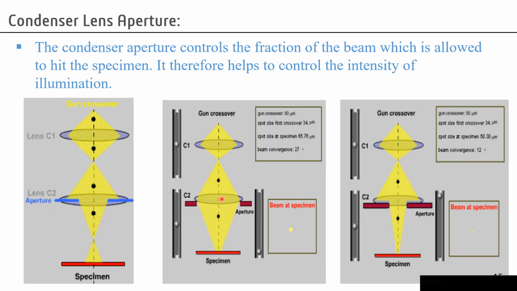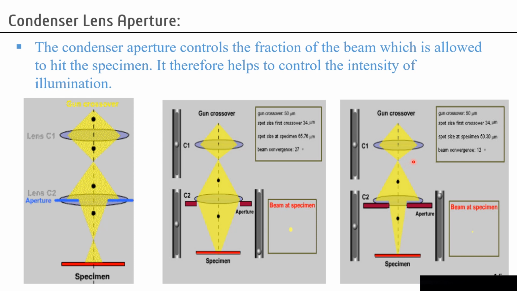When the aperture is widened, the gun crossover is 50 microampere, and the spot size of the first crossover is 30 microampere. The spot size at the specimen is 65.75 microampere, and the beam crossover is 27. The probe is here widened and less diffracted and gives a big spot on the screen.